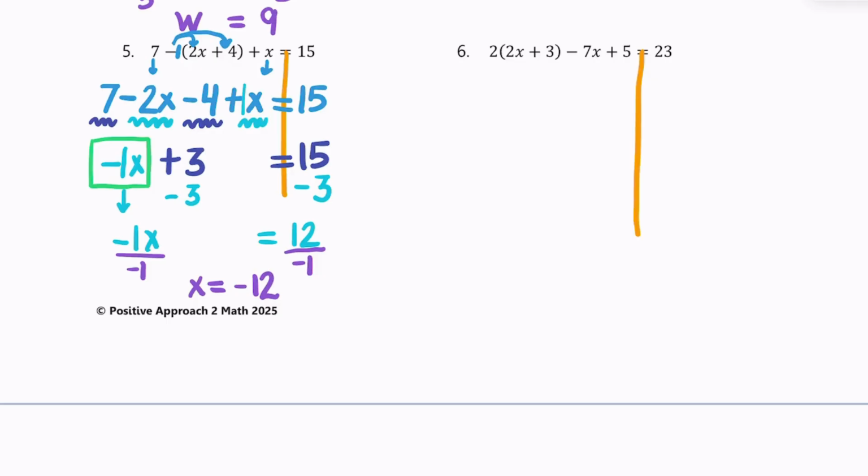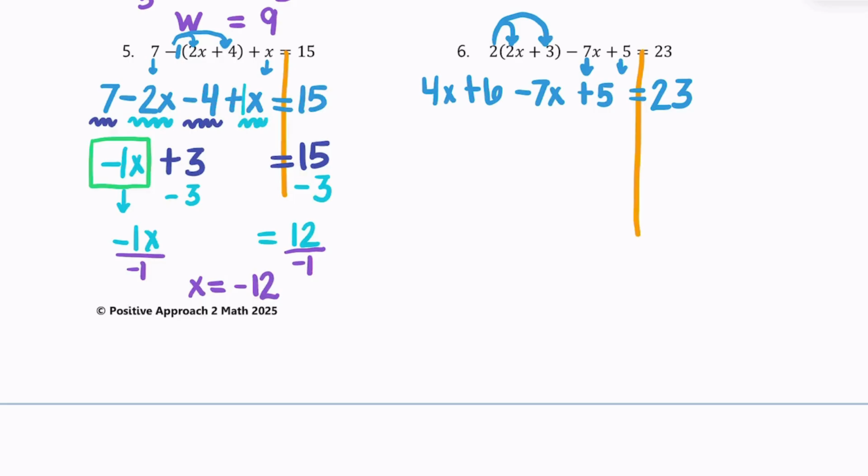Alrighty, last problem. Number 6, we have parentheses. So remember, we're going to take care of those first. We're going to distribute that 2 because that's saying 2 times that quantity, 2x plus 3. So 2 times 2x will leave us with 4x. 2 times 3 will leave us with 6. Now this minus 7x we're just going to bring down, and this plus 5 we're just going to bring down. And that's going to equal 23.